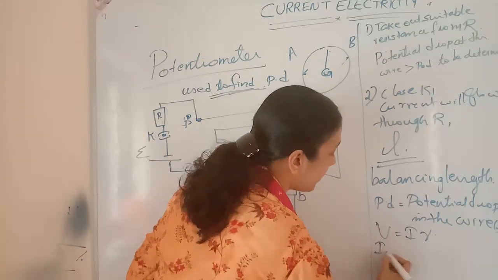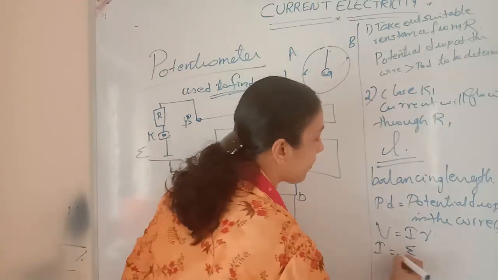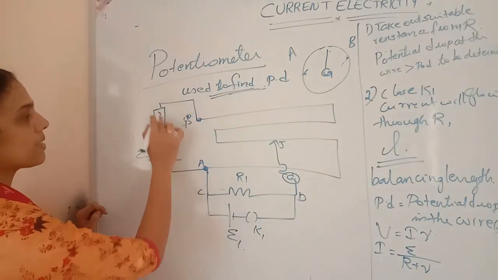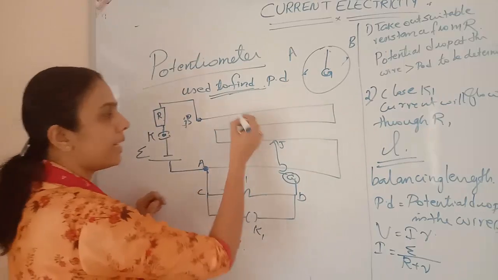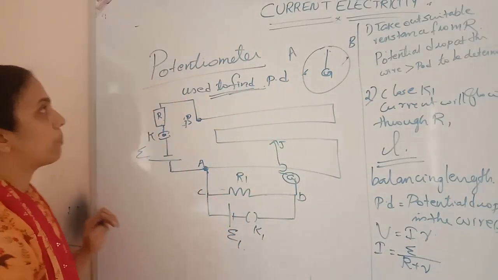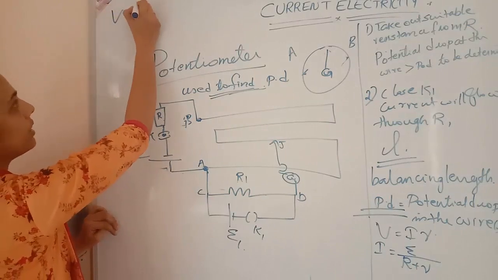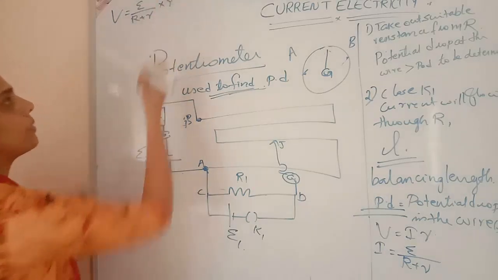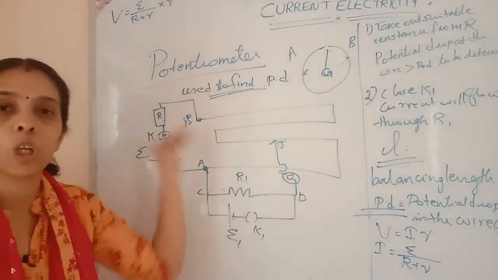Now what is I here? Current, how can we find it? What is the EMF which is flowing? E divided by capital R plus small r. Here what is the total resistance? This is in series with the circuit, right? So here how much resistance is applied, plus the resistance of the wire. I is equal to E divided by R plus r. Now V is equal to E divided by capital R plus small r into small r. This is the total potential drop across the whole length.